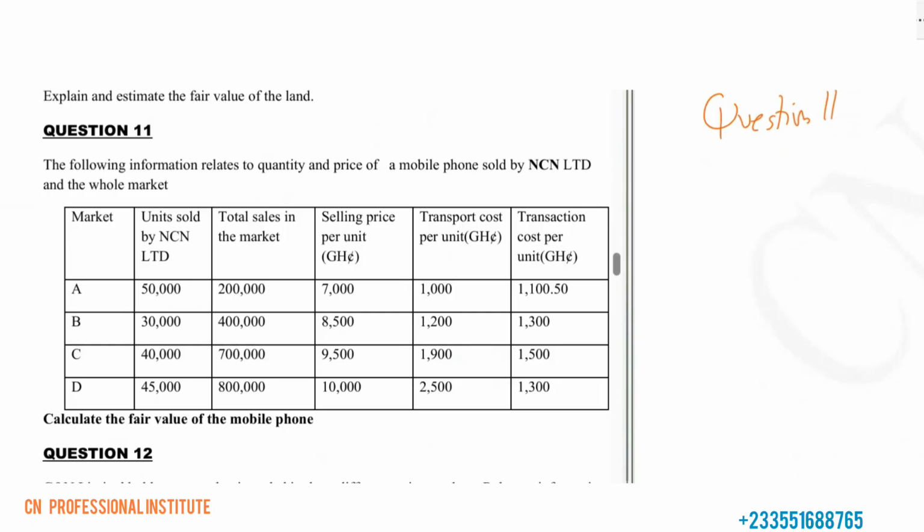Question 11. And I guess I just set this question myself. I just sat down and then I put some figures together to test your understanding of fair value. I want to find out how you understand the market, the principal market, and then the most advantageous market. Right. So let's get the question. It says, question 11, the following information relates to quantity and price of a mobile phone sold by NCN Limited and the whole market.